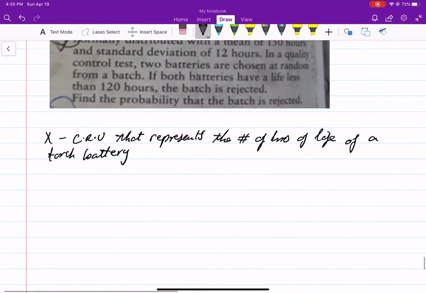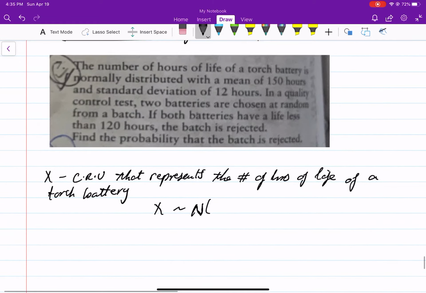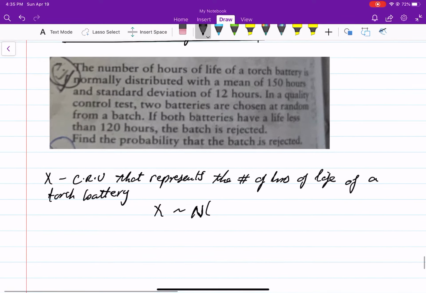They told us that x is normally distributed and the parameters are: it has a mean of 150 hours and a standard deviation of 12 hours. Now remember, the parameters are really the mean and the variance, being the square of the standard deviation.